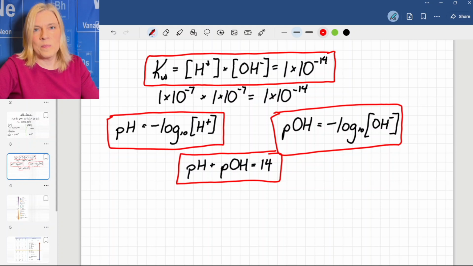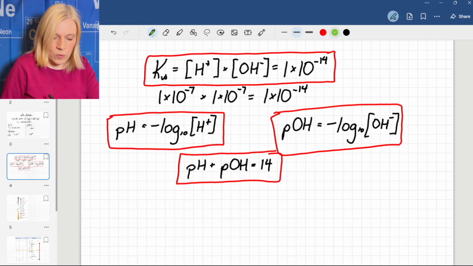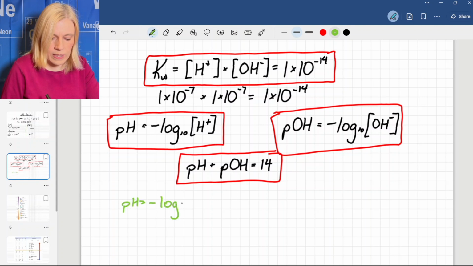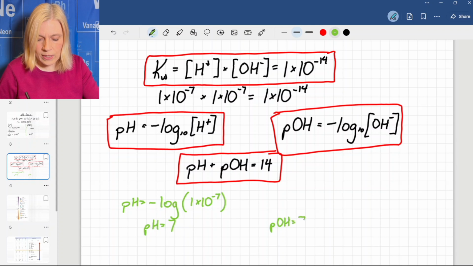on 0 to 14? Because it's not just somebody woke up and said, oh, I like these numbers, and I like 7 to be neutral. You can really see that if you plug in these numbers. Let's plug this in quickly. What is my pH of negative log base 10 of 1 times 10 to the negative 7? You will see that for water, pH is 7, and the water is neutral. And that means for our water, pOH is also 7.